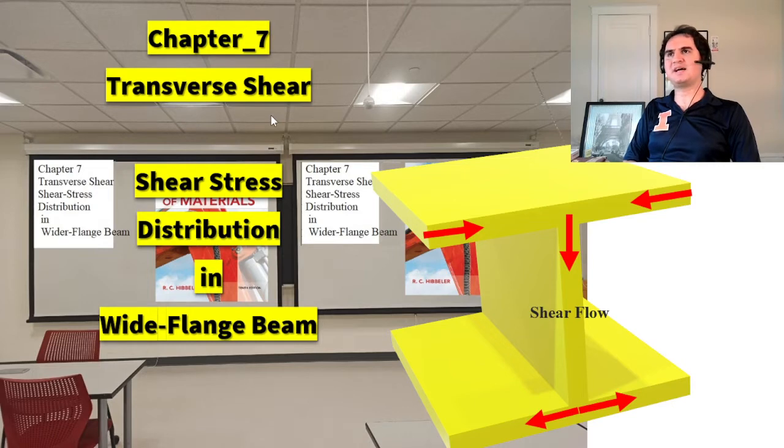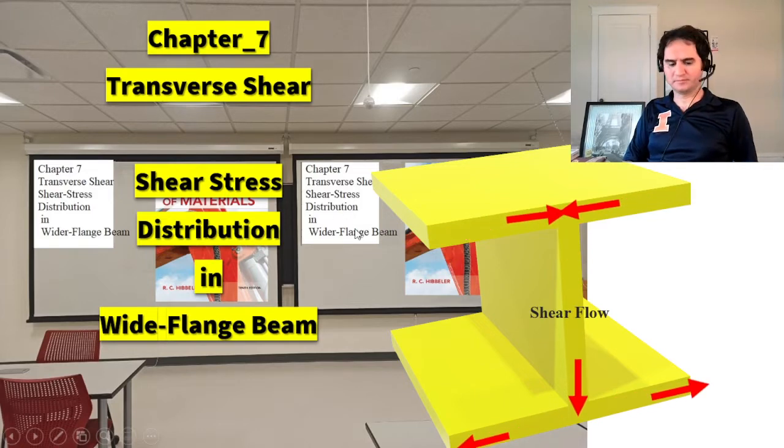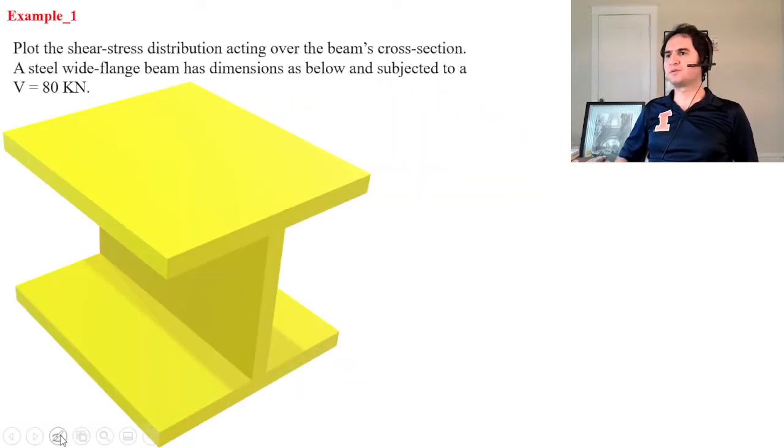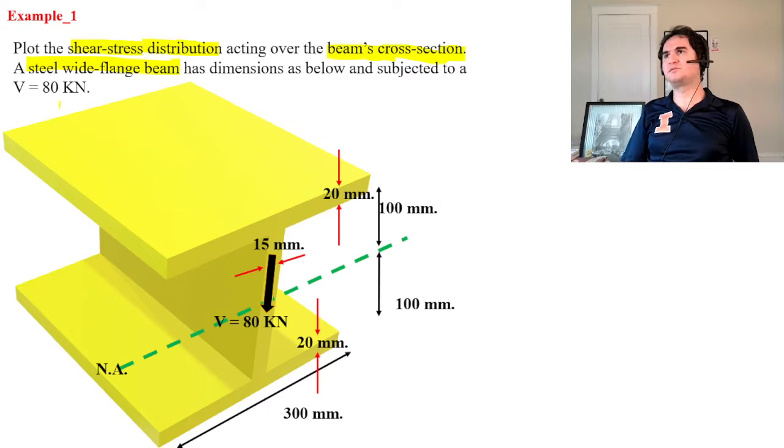Chapter 7, Transverse Shear, Shear Stress Distribution in a Wide-Flange Beam. So in this example, we are plotting the shear stress distribution acting over the beam's cross section, which is a steel wide-flange beam with the dimensions provided below, which is subjected to an 80 kilonewton vertical shear.